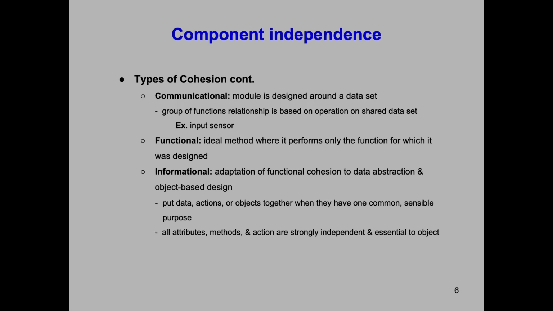to functional, where it says this is an adaptation of functional cohesion to data abstraction in object-based design. So put data, action, or objects together when they have one common sensible purpose. All attributes, methods, actions are strongly independent and essential to the object. So informational is similar to functional, and informational is more object-oriented, design-based. We'll move on from here.